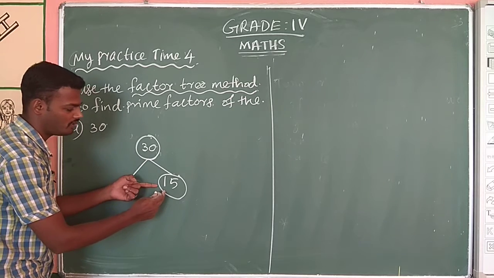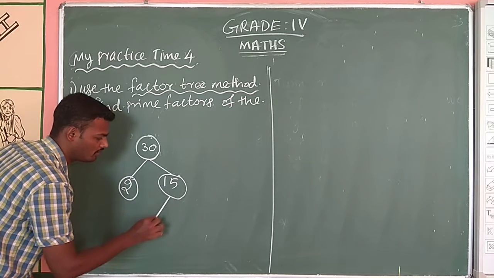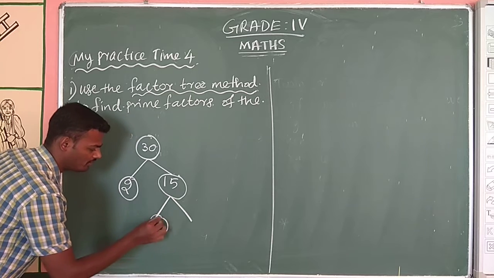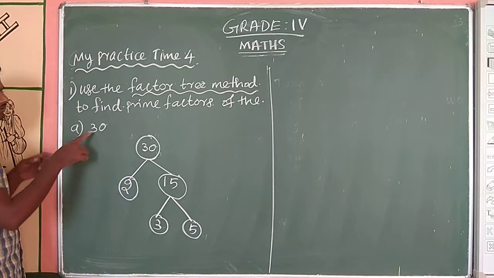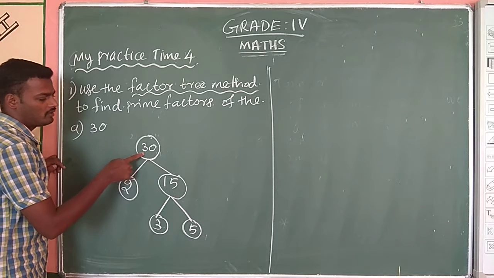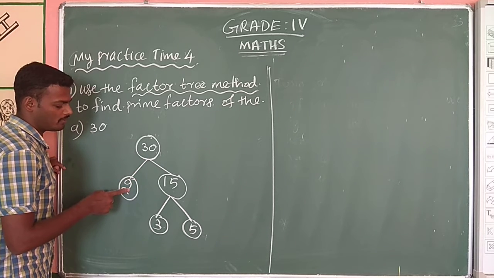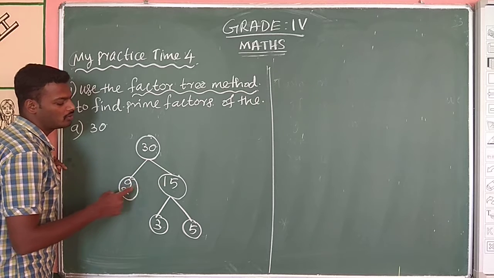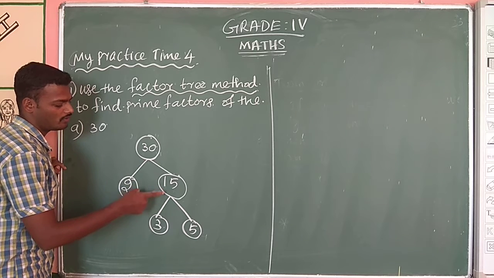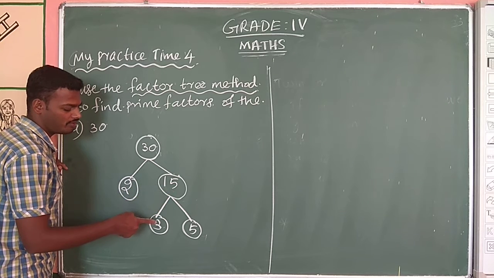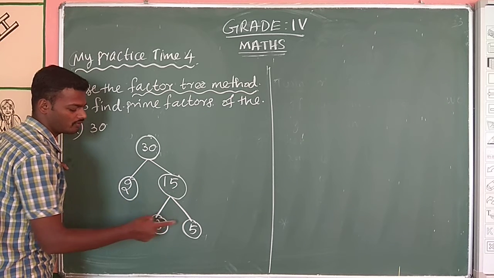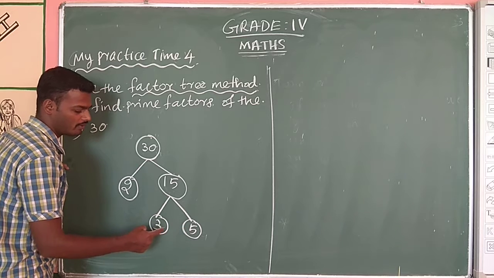Next one, 15. Split the 15: 3 into 5. So 30 splits into 2 and 15. 2 is a prime number, and 15 splits into 3 into 5. So 3 and 5 are also prime numbers.